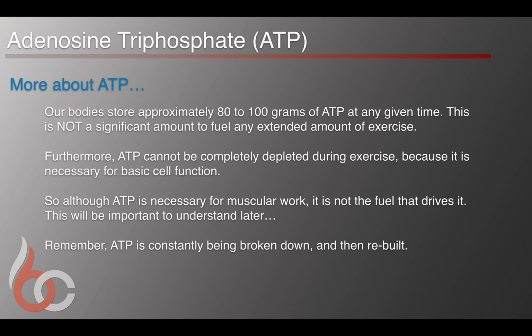Our bodies store about 80 to 100 grams of ATP. This is a little bit more dependent on genetics and trainability. It's not a significant amount though. 80 to 100 grams of ATP on its own, if it couldn't be rebuilt constantly as it was being broken down, wouldn't be enough to do very much work at all.